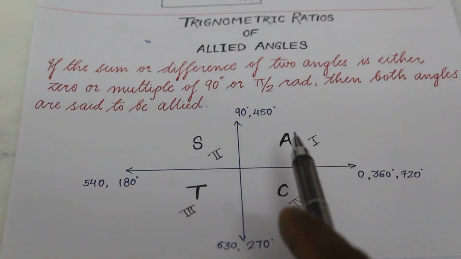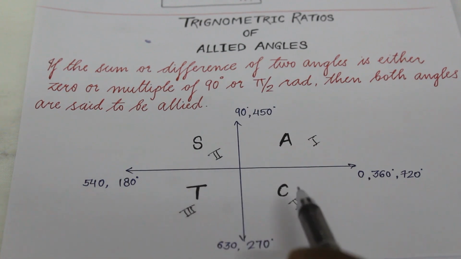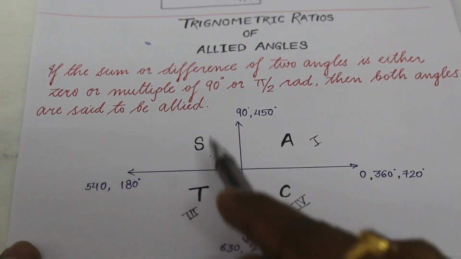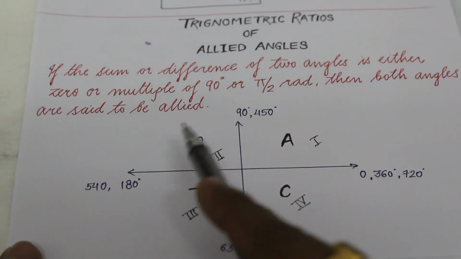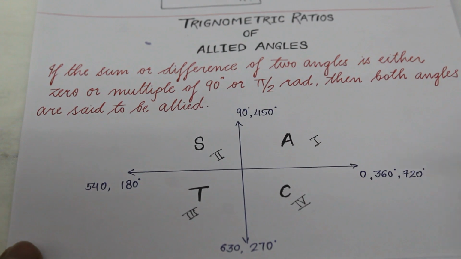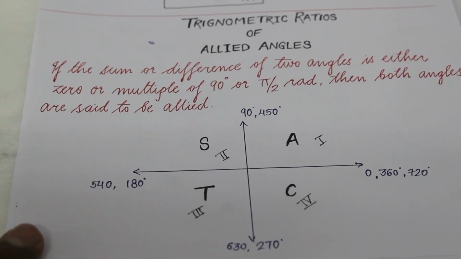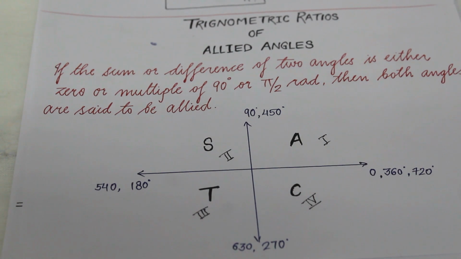As you can see, I have written 4 letters A, S, T, C. Now what do these letters indicate, or how to remember them? The simplest way to remember them is आज से trigonometry चालू, ASTC. आज से trigonometry चालू. What is A? A means all the trigonometric ratios will have positive value. All the trigonometric ratios means sin theta, cos theta, tan theta, cot theta, sec theta and cosec theta. All of them will have positive value.